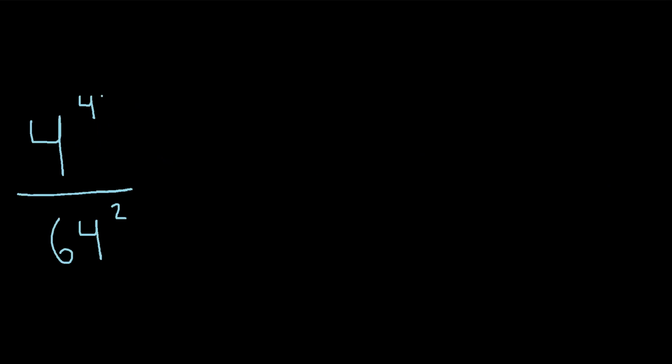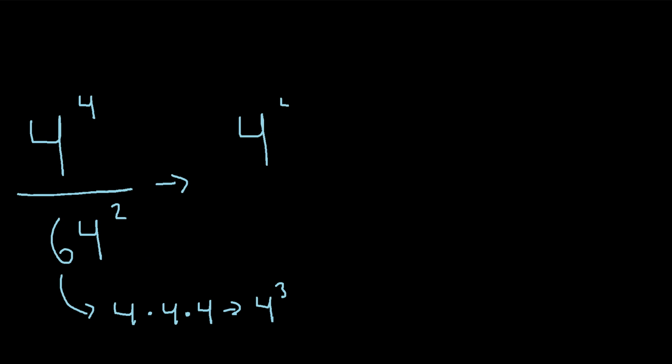Let's say we have 4 to the fourth divided by 64 squared. So we'll notice the bases are different and the powers are different. So we want to try to at least rewrite one of these expressions so that the base or the power is the same. So one thing that we might notice is that 64, that's the same as 4 times 4 times 4. Or in other words, 4 to the third. That's what 64 is equal to. So if we want, we can rewrite this as, the numerator won't change, 4 to the fourth divided by this 64, we're going to rewrite it as 4 to the third.